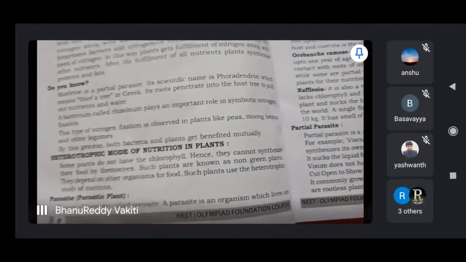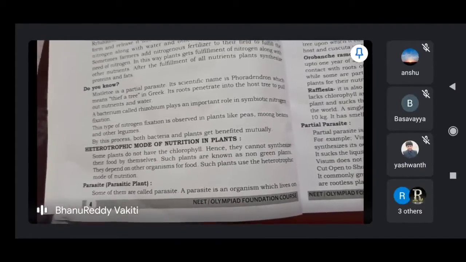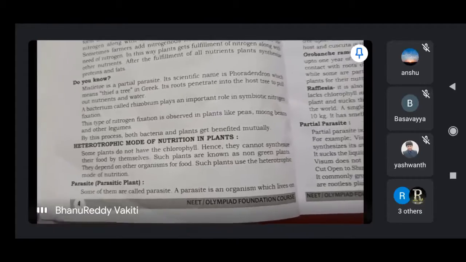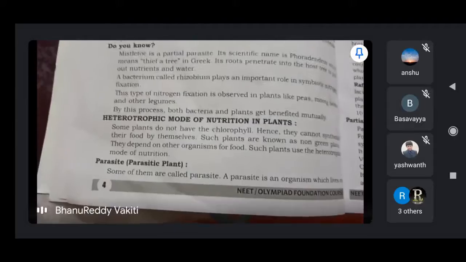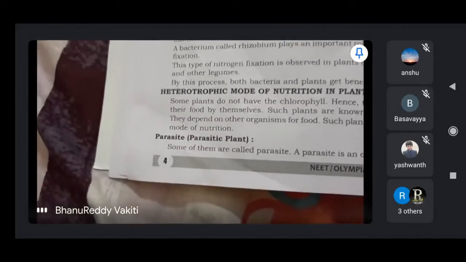Under this, the heterotrophic mode of nutrition in plants is there. Some plants do not have chlorophyll. Only those with chlorophyll participate in photosynthesis. And some plants do not have chlorophyll, hence they cannot synthesize their food by themselves. So at that time, parasites is the first category I would like to select.